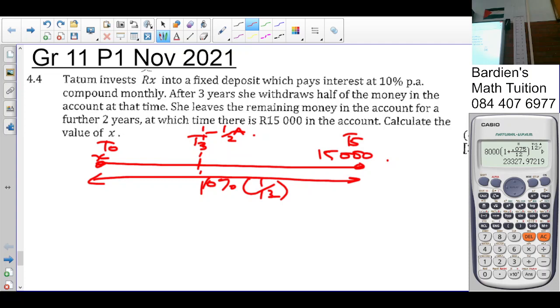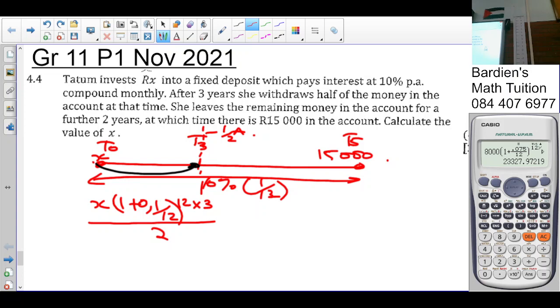Okay. So from here, firstly, let's consider the X. What's happening here? It's X into, we need to take it till this point here. So it's X into 1 plus 0,1 over 12 to the exponent 12 times 3. So that is what's going to happen to X over 3 years. But what happens to it at that T3? You must divide it by 2. Can you see that, people?